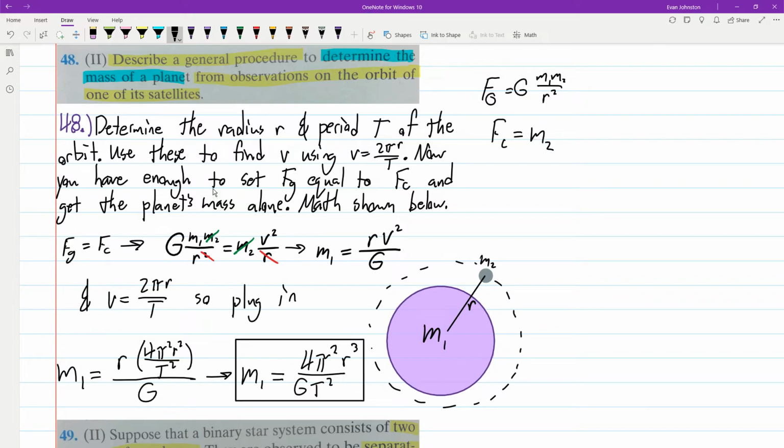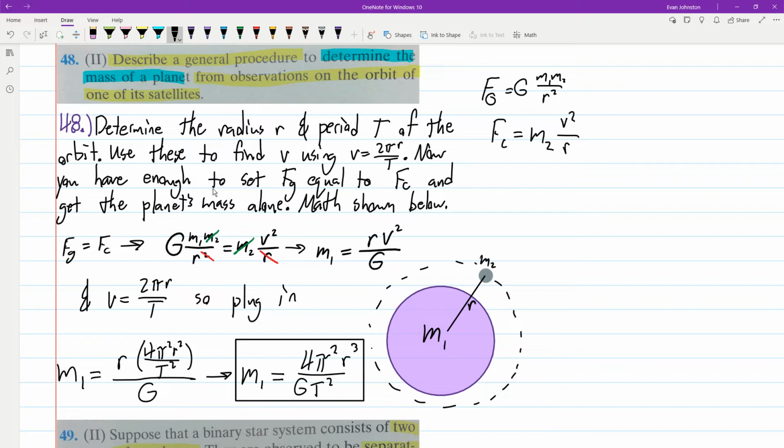Since my picture had the satellite as M2, I'm using M2 in the centripetal force equation, times that acceleration, which we just looked at in the previous problem, v squared over r. So we want to find the mass of the planet. Well, the planet would be M1. I want to find M1, so how can we go about doing this?